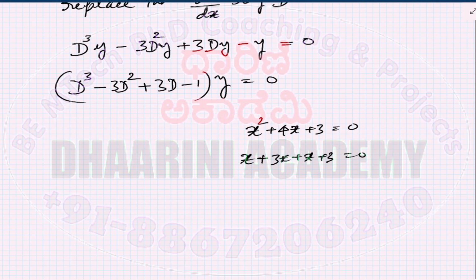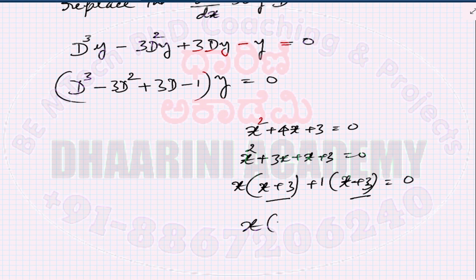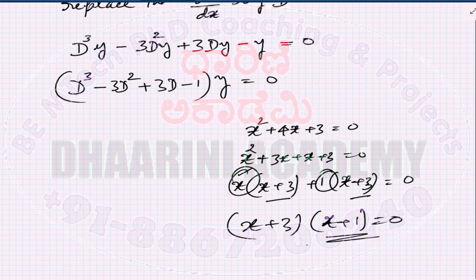Now what I can see here is, sorry, this is x squared. I can take x out here. So the first term, if you take x out, this is x plus 3, next plus 1 into x plus 3 equal to 0. Now you see that x plus 3 is common. I'll take this out. x plus 3 is one and the second one is x plus 1 equal to 0. So these are the two factors of the given equation.